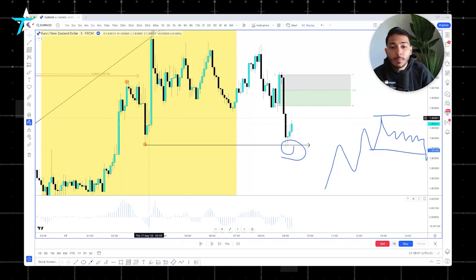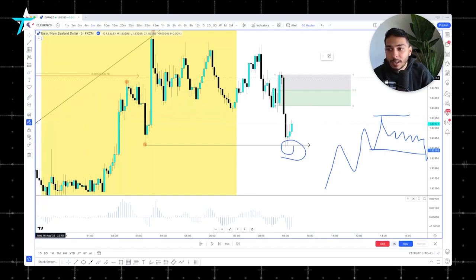So what did we do? We measured out this specific candle. This was the candle that specifically... I'm going to use this arrow tool. I ain't never used this arrow tool.